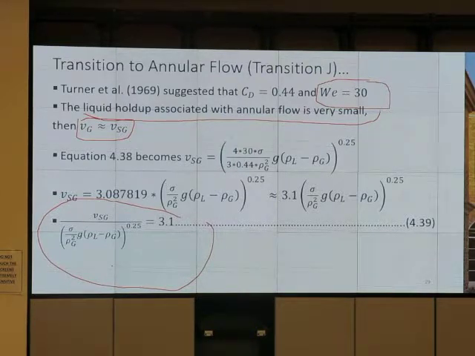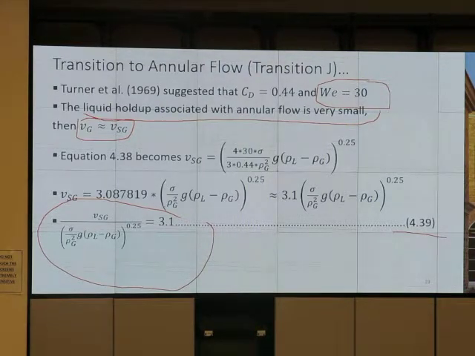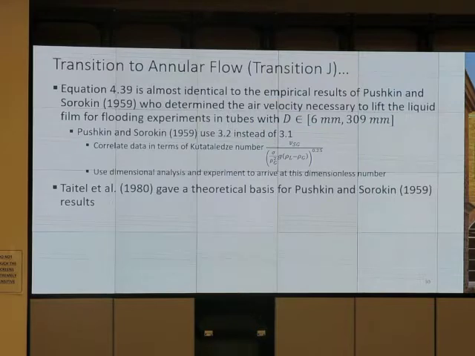So if we do like what I did, we get this equation. Now we get transition G. Transition G is just a straight line. Side note, this is equation 4.39. If the left hand side is greater than that, if VSG is more, this means you have more drag, then you have annular flow. If this is less than 3.1, you don't have annular flow. This is transition J, a straight line. That's not entirely correct, but we will talk about it.